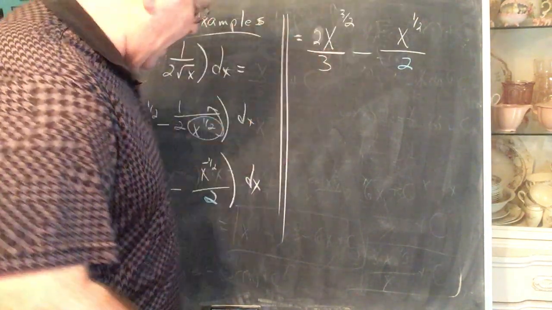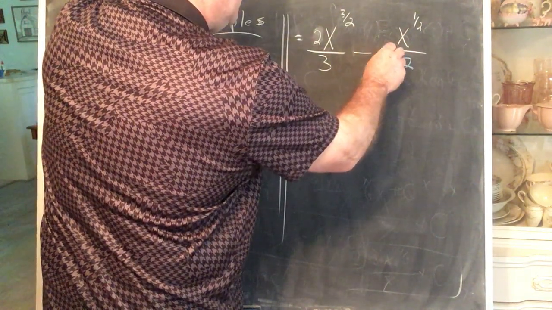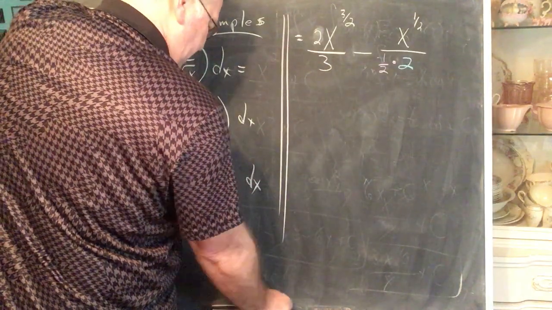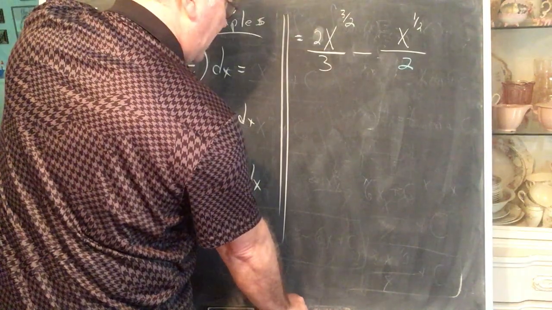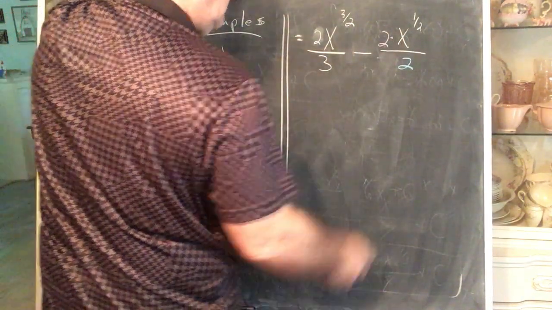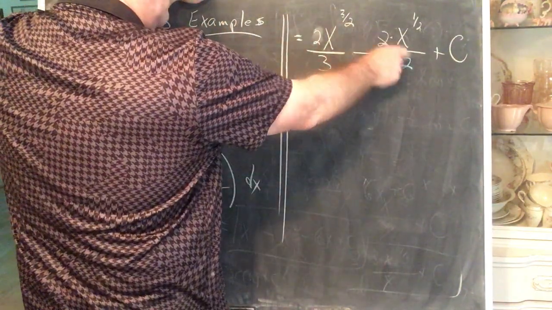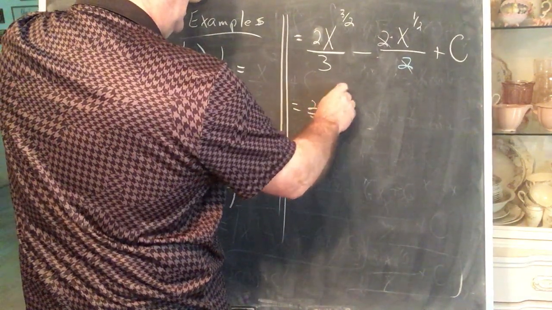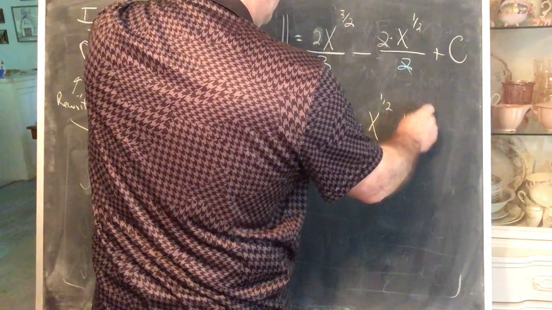So this 1/2, let's watch its little journey. It becomes times 1/2 here. That means multiply by the reciprocal. So that means multiply by 2 plus the constant. And I really hope it's not asking too much to cancel the 2's. So we have 2/3 x to the 3/2 minus x to the 1/2 plus constant.